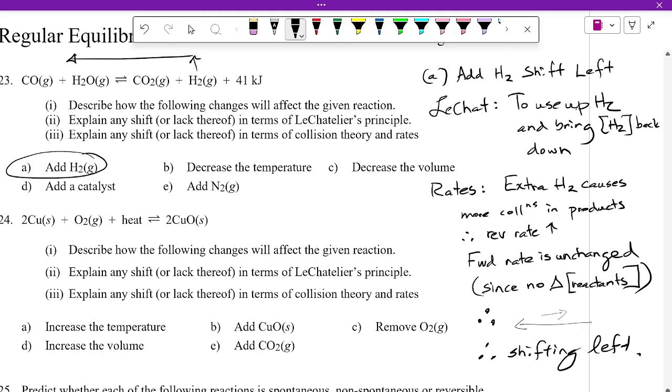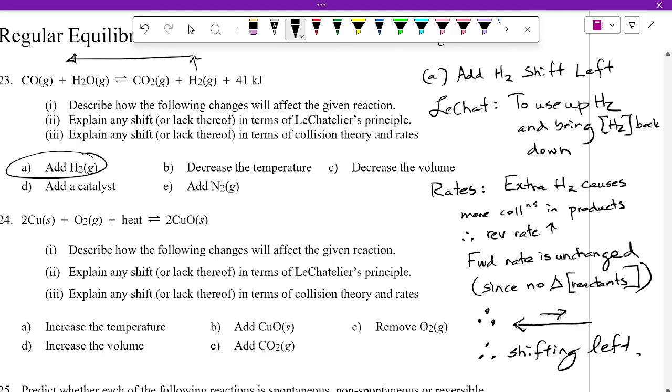Is it because the concentration of CO2 is going to decrease in this case, and CO and H2O are going to increase? H2 and CO2 are going to decrease. CO and H2O are going to increase. Yeah.